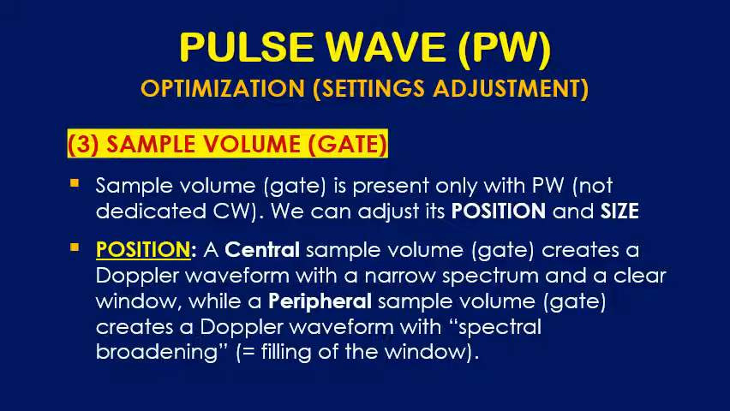So the sample volume position and size have some effect on the filling of the window, what you call spectral broadening. How is that? The position of the sample volume: is it central or peripheral? Central means in the center of the flow, or is it peripheral, near the wall of the vessel? If it's central, most of the time I will get a clear window. There's no filling of the window. But if it's peripheral, it might affect my window. It might bring some filling of the window, or what you call spectral broadening.